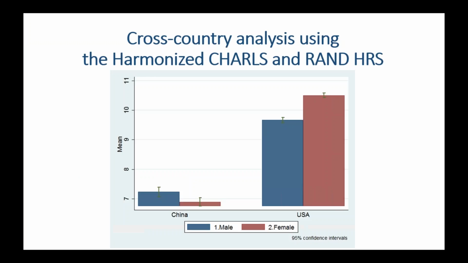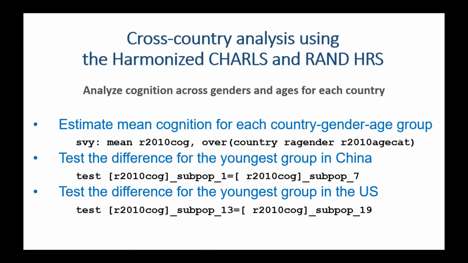So here we've got our last step. We're going to do exactly what you suggested. We're going to analyze cognition across genders and ages for each country. Again, this is really simple. In our over option here, we're just going to add in our age categorical variable. You also notice that we'll drop our subpopulation, since they're all in the age group that's covered by both surveys. That's because once we add in this age categorization variable, if they're not categorized in that, they automatically drop out of our analysis. So we don't have to specify that again.